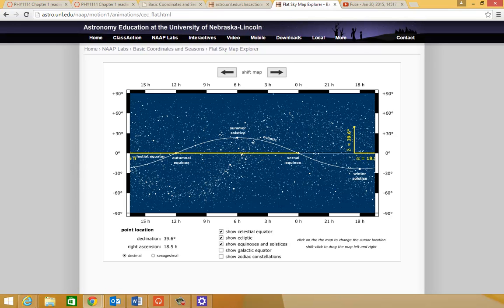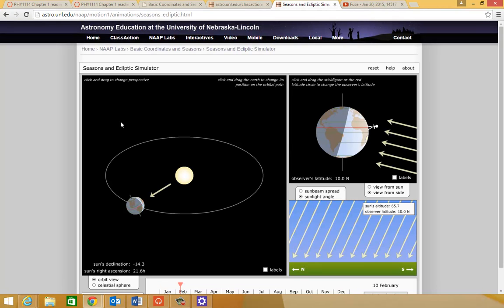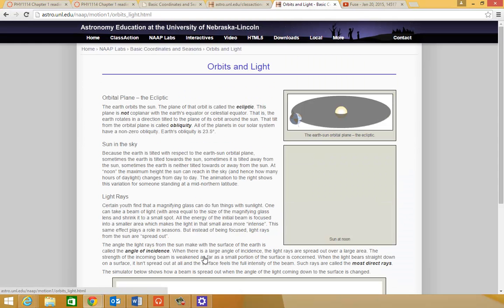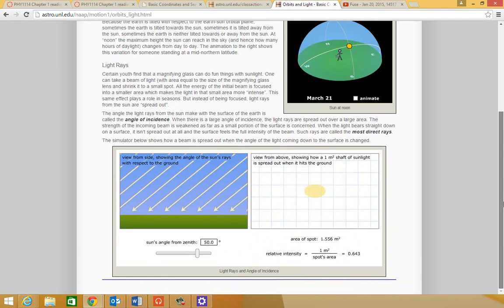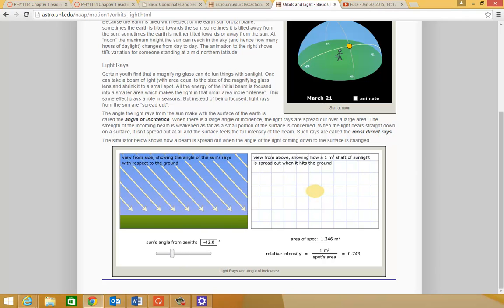Moving on to number 5. My recommendation is to check out either the orbits and light simulator, or you can also just check out the seasons and ecliptic simulator. Really your choice. You'll be seeing an image that looks sort of like this. It's going to be sunlight hitting the Earth. So you have two choices. The orbits and light might be a little more effective to answer this question. You get a chance to play around with the angle of your sun and the intensity of the resulting sunlight.